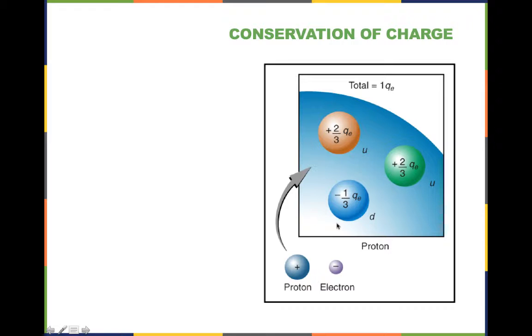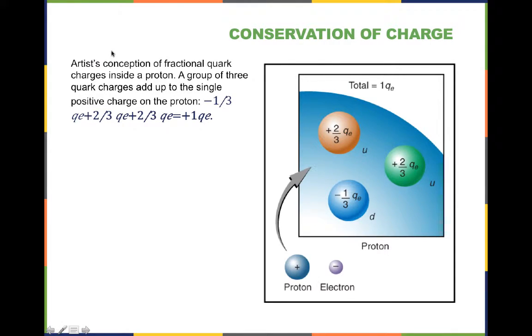Now, the charge that we see is a result of microscopic particles called quarks. This is a conception of a quark, or a model of a quark. It takes 3 quarks to make a particle, and when 3 quarks add up to a positive, then you have a proton, and when 3 quarks add up to a negative, you have an electron.